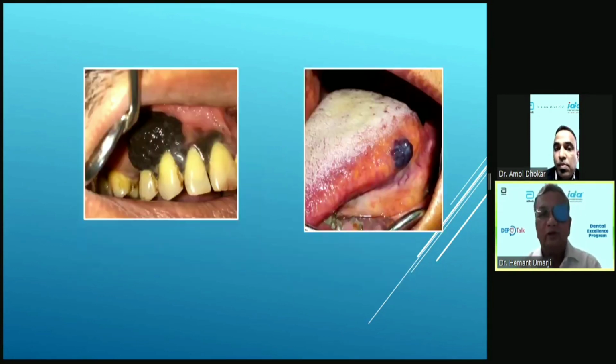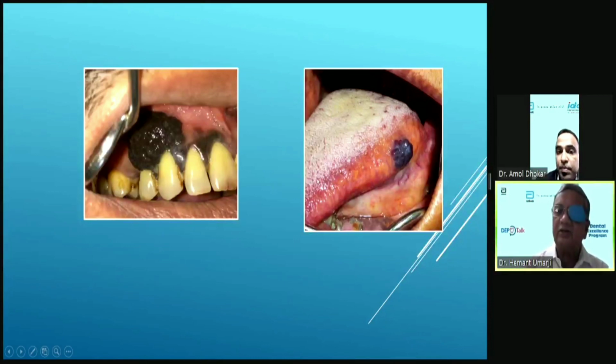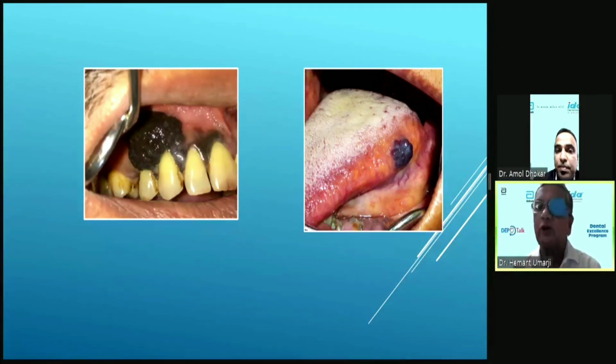Now, this is a very unusual presentation, an unusual condition. I hope you'll never see this type of lesion. But on your right side, I will first cover this on the tongue. If you see, it is made up of small capillaries, and this is called a varix.